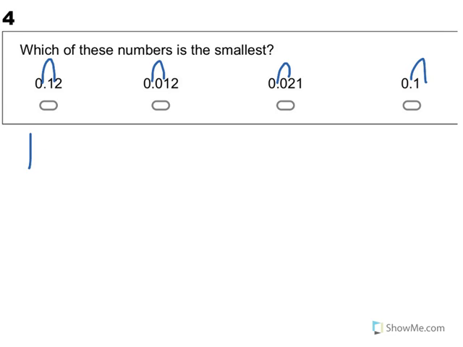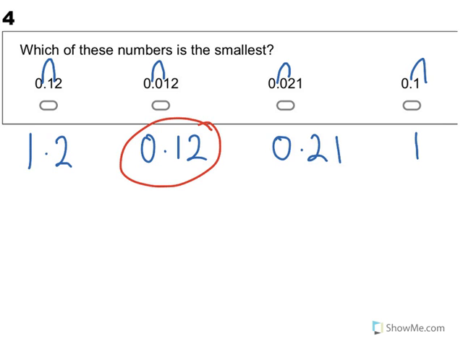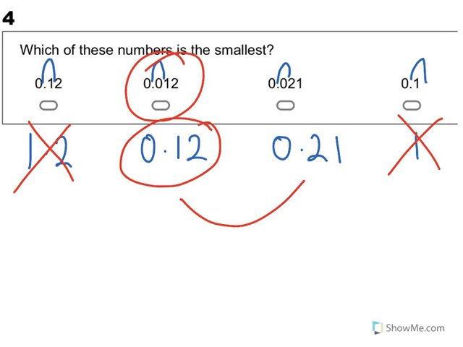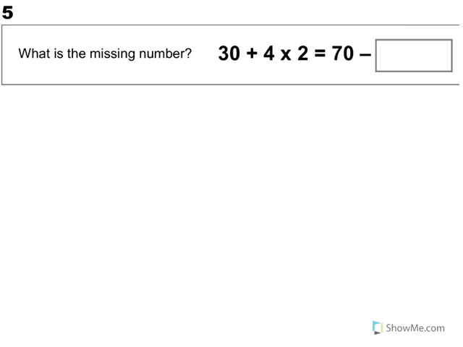So the first one becomes 1.2, the second one becomes 0.12, the third one becomes 0.21, and the fourth one becomes 1. Now, if I have it like this, it's a lot easier to see which one's the smallest. It's definitely not these, because these are 1 or bigger. So it's out of one of these, and 0.1 is smaller than 0.2. So that makes it a lot easier. So this answer corresponds to this answer.